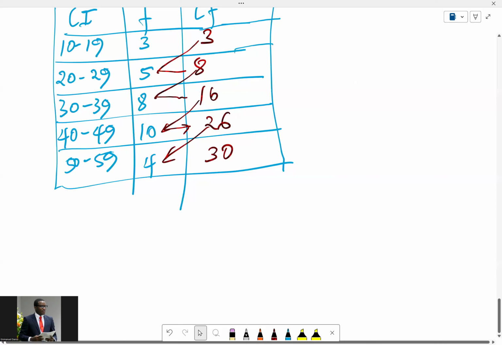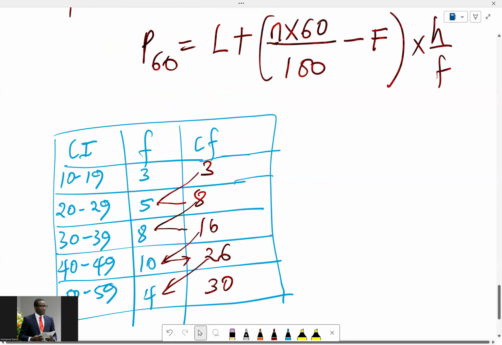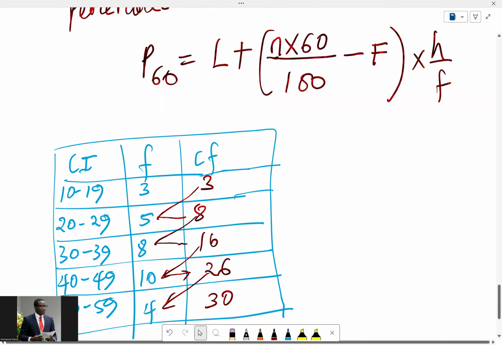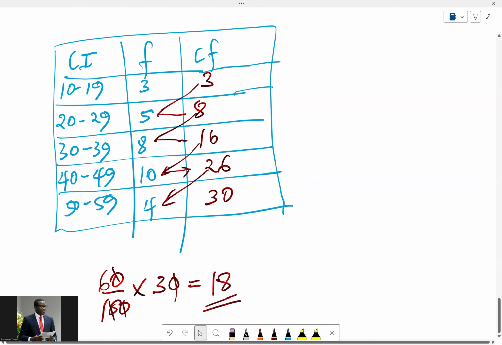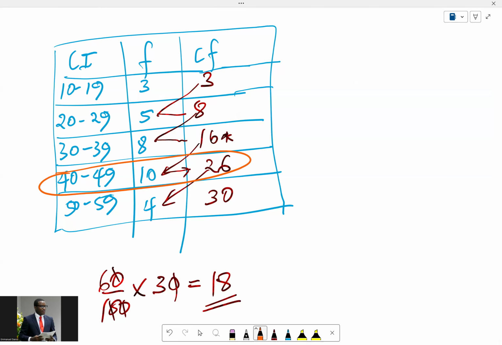So now if you look at 60%, 60 over 100 of 30 is actually 18. Okay, that's where the cumulative frequency is around 18. And this is 16 already. So it means that 18 is within this group. So we have identified a group. It is just like identifying the median class, so to speak. So it's like the 60th percentile class.